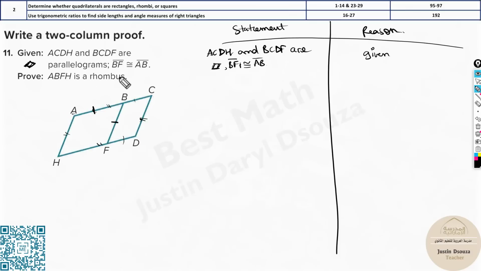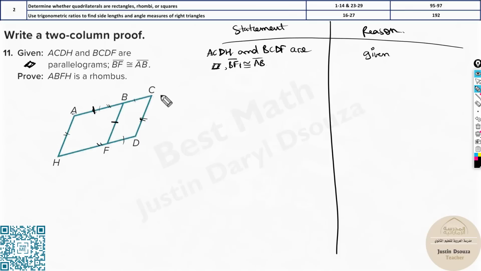See, whenever they tell us rhombus, I can easily remember one statement. If you have two consecutive sides of a parallelogram equal to each other, two consecutive means this and this next to it, or this and this, or this and this downwards. If they're consecutive, meaning continuous sides are equal to each other or congruent to each other, then it is a rhombus. But so now we need to prove this is a parallelogram, ABFH, right? We have to prove it to be a parallelogram.